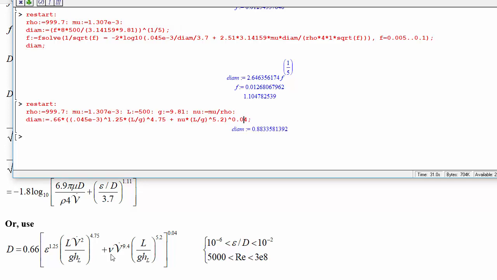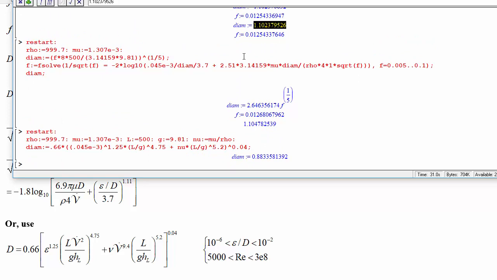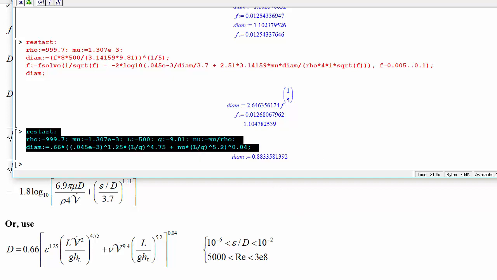So this equation, if we've typed it in correctly here, 0.66 times 0.045e-3 to the power of 1.25 times L over G times to the power of 4.75 plus nu, and then flow rate to the 9.4 times L over G to the power of 5.2, all to the power of 0.04, has given us an answer that is not so great compared to the calculation that we did above using iteration.